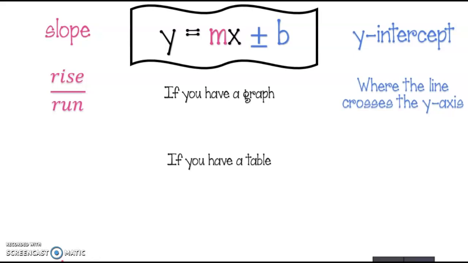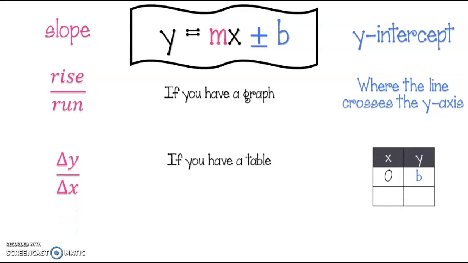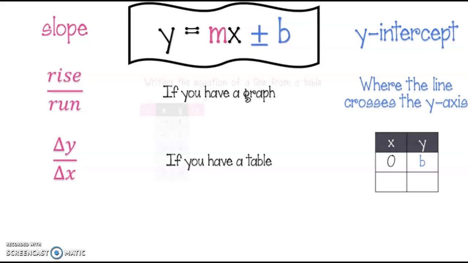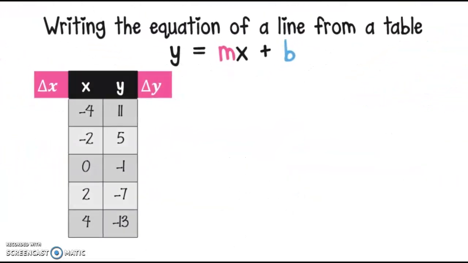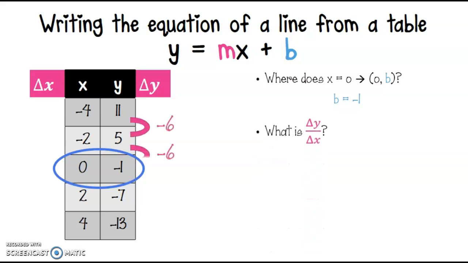If we have a table, the slope is going to be the change in y over the change in x, and the y-intercept is the y value when x equals 0. So where does x equal 0? y is -1, so our intercept is -1.